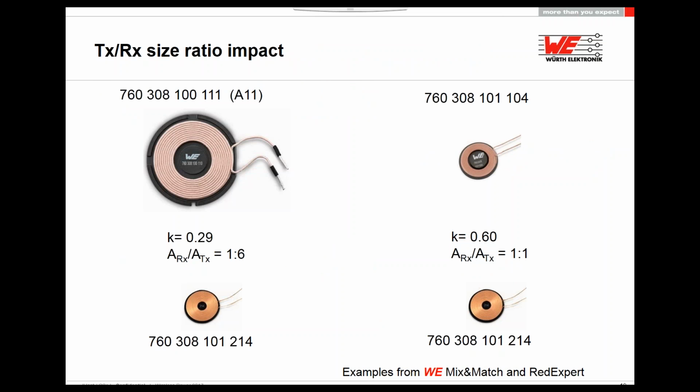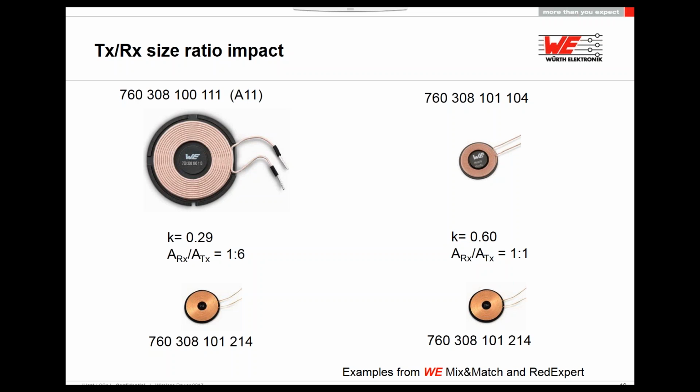On the other side, if the size ratio between two coils goes up to 1:6, then we have a significant drop in the coupling factor. But most importantly, the receiving coil wouldn't be recognized by the transmitter coil as the active area of the receiver coil is too small.